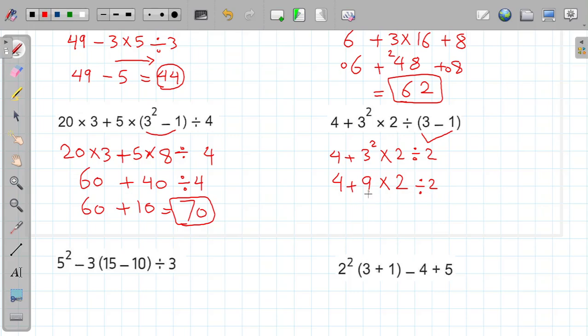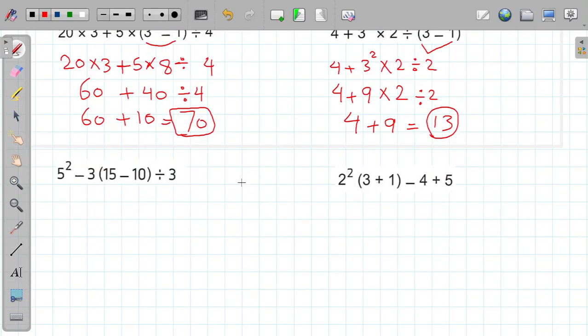So it will be 9 times 2 equals 18. 18 divided by 2 equals 9. So it will be 4 plus 9, and the final result will be 13. Okay, so the final result of all of this operation is 13.